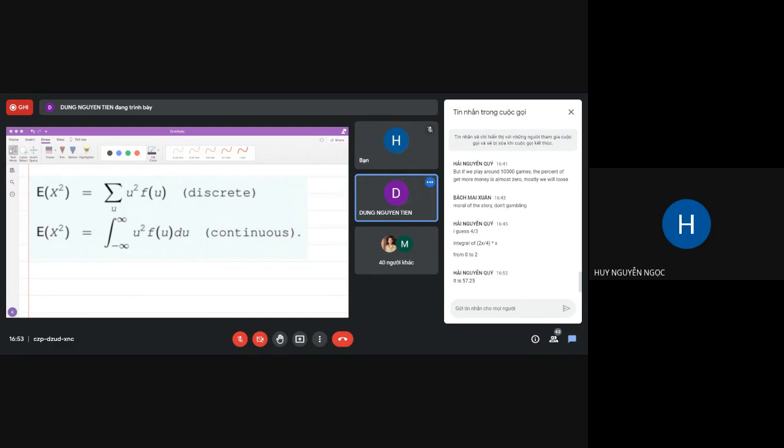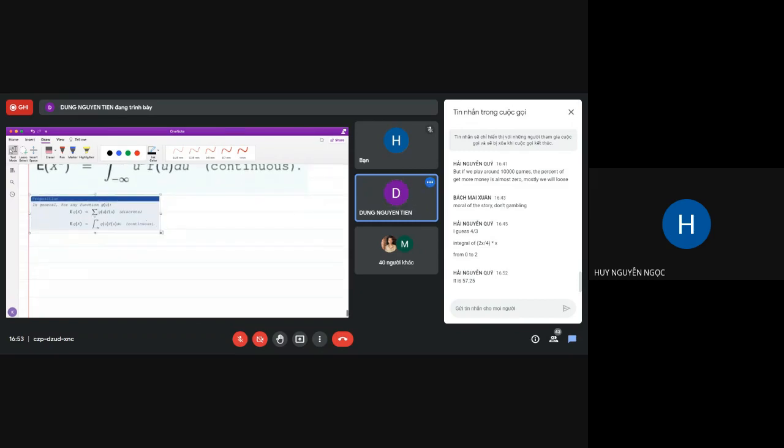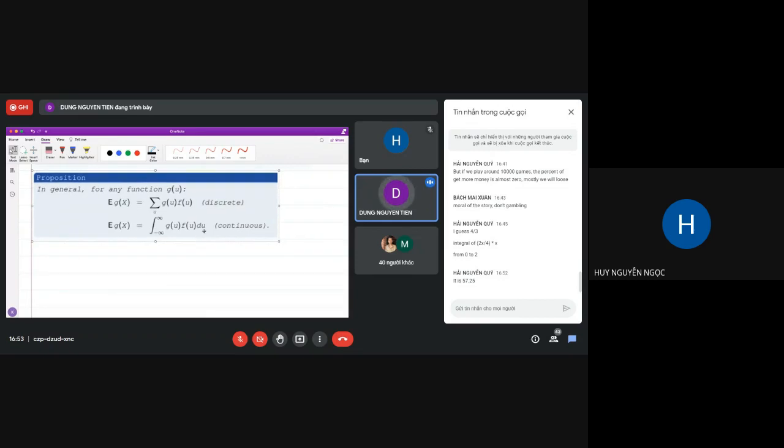In general, if you have x to the third, then you should have u to the third. If you have x to the fourth, then it should be u to the fourth. If you have the exponential of x, then you should have the exponential of u right here. So in general, this is what you have for the mean value of g of x: it is the sum of g(u) f(u) for a discrete random variable, and the integral of g(u) f(u) for continuous distributions.